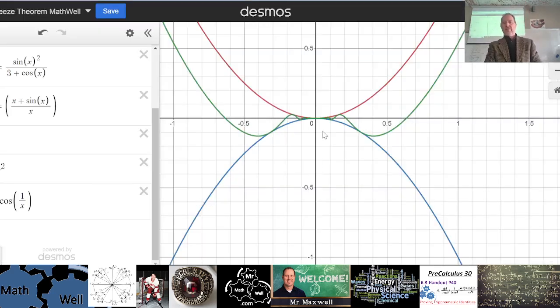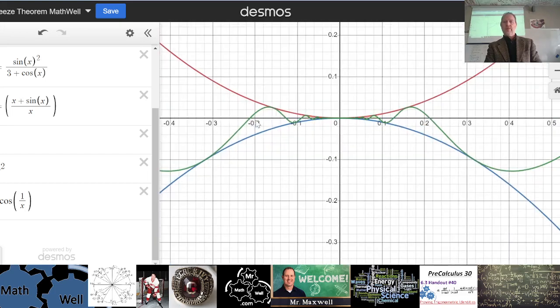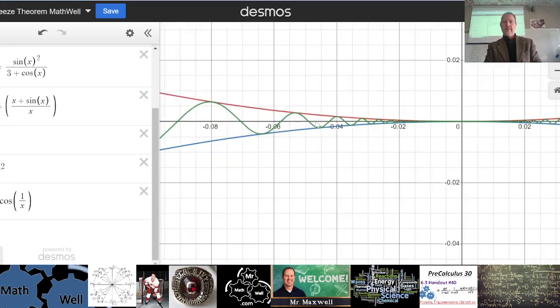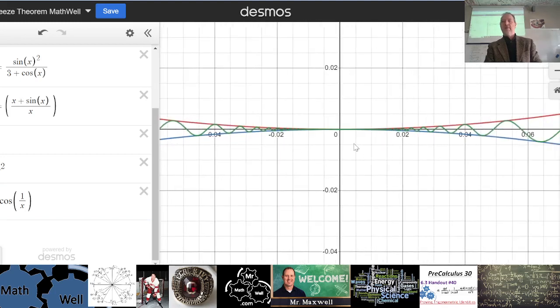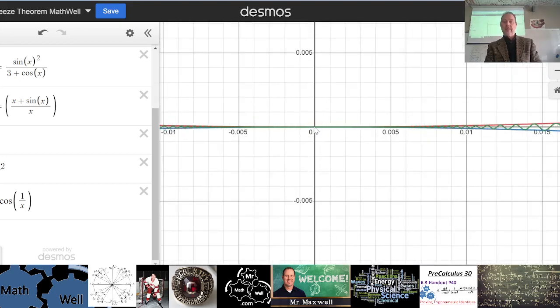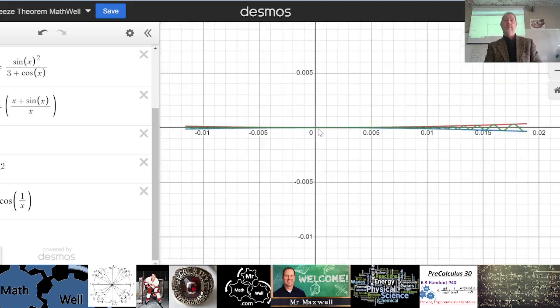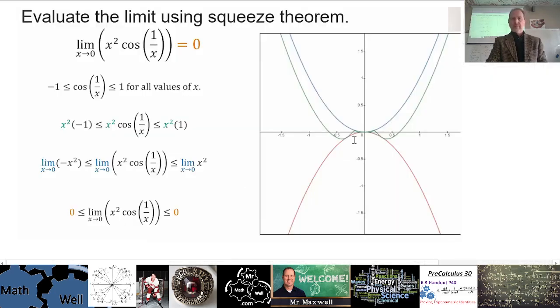So if we graph these functions, there's our positive x squared in red, negative x squared in blue, and the green is the x squared cos 1 over x. So if you zoom in, kind of cool, you can see that it stays in between the whole time because we've built it that way, right? And so because the two outside functions, or the upper and the lower function, converge to a single limit, then the inside function, although we can't see it, obviously is going to squeeze in there as well. All right, and here it is right here, this is the work for that problem.